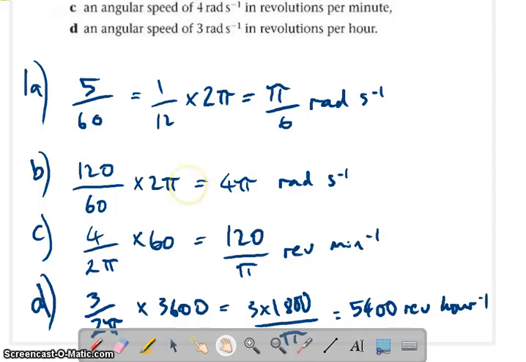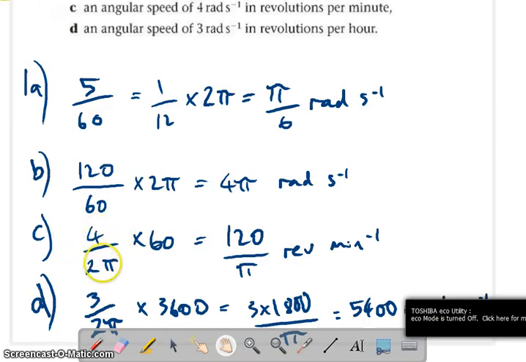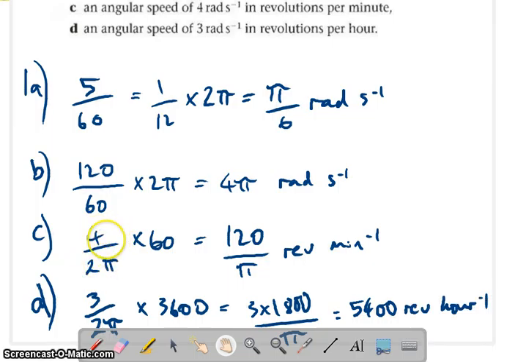An angular speed then of 4 radians per second in revolutions per minute. So 4 radians per second divided by 2 pi multiplied by 60. So yeah, there's 4 over 2 pi, that'll give you the number of revolutions per second. Multiply that by 60 and give you the number of revolutions in a minute. So that's just 120 over pi, which is going to be just less than 40.